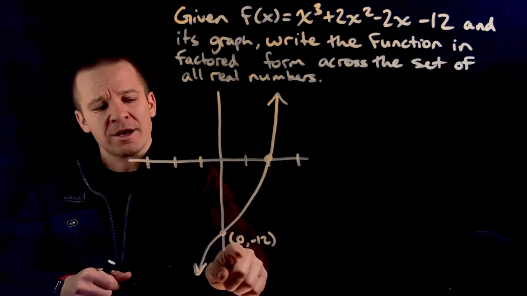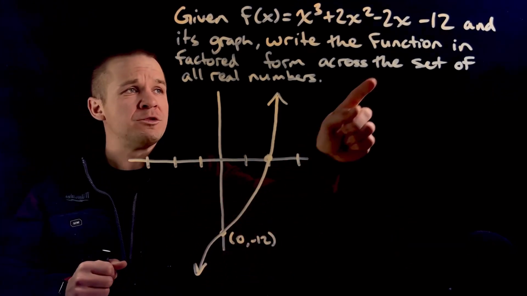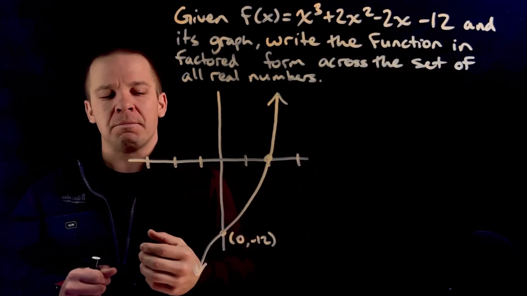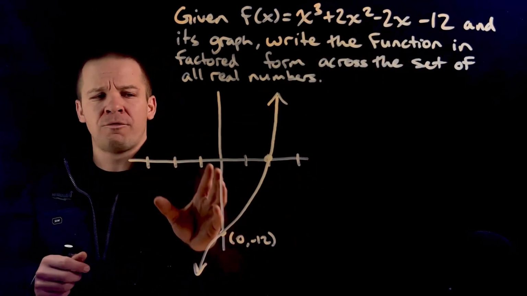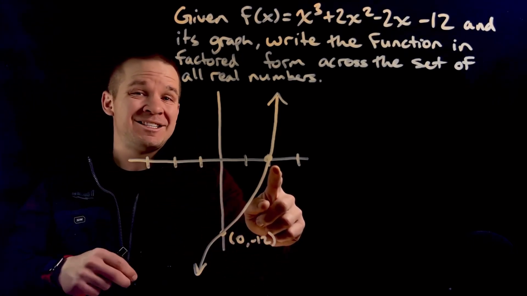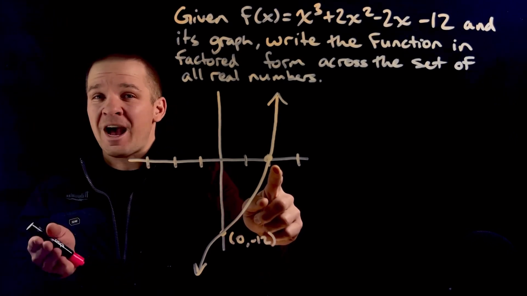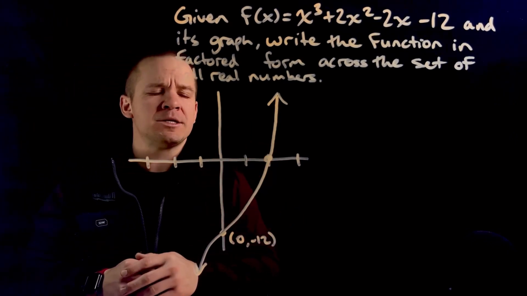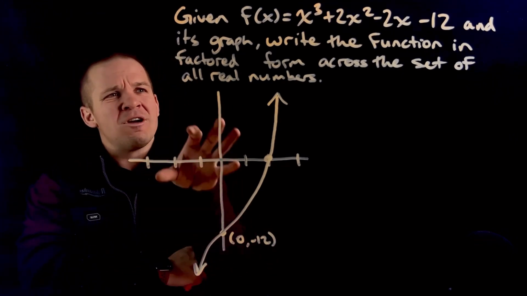So I have a y-intercept of (0, -12), which agrees with this right here. If I plugged in 0, I'd be left with negative 12. That's my y-intercept. It's not really helpful, though, in writing it in factored form. What is helpful would be my x-intercept of positive 2. So that means that there's a factor of x minus 2, and that would get me my x equals positive 2. So how could I use that to figure out the rest of this?